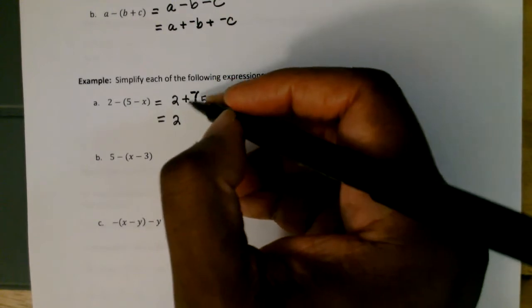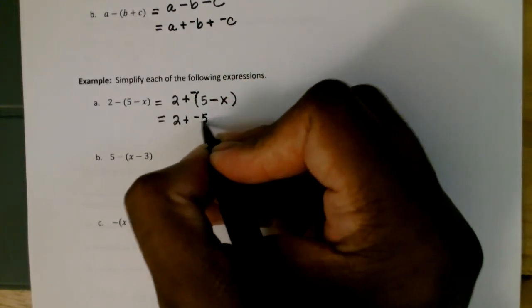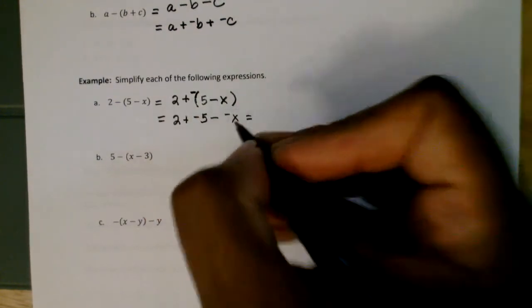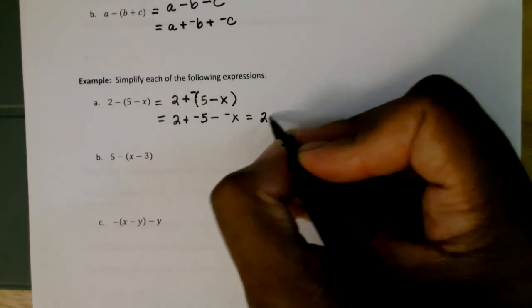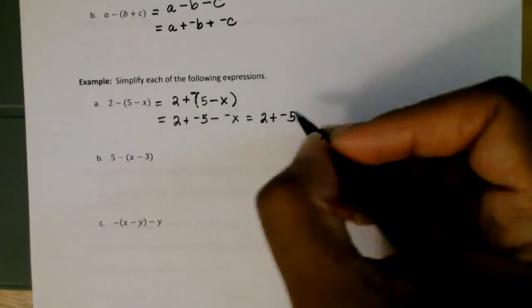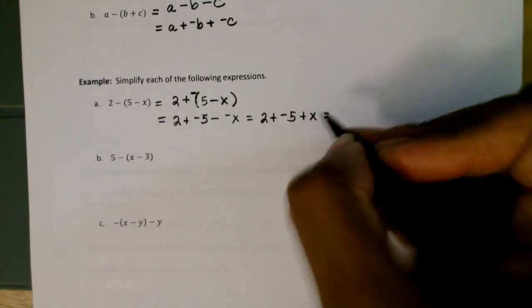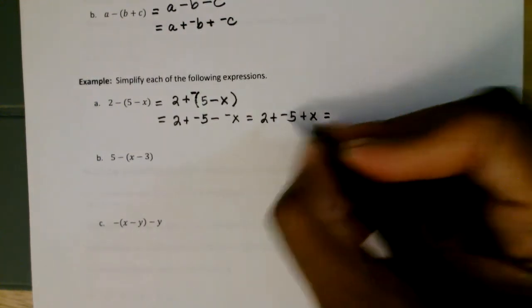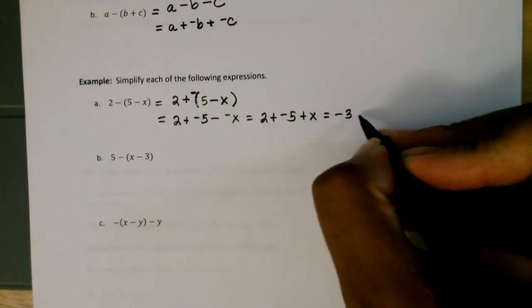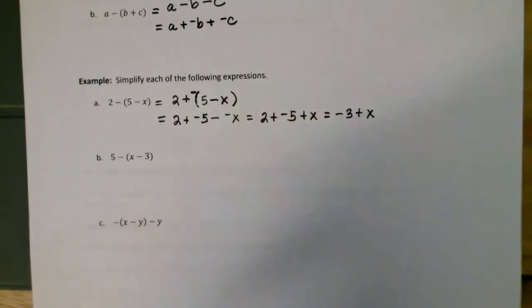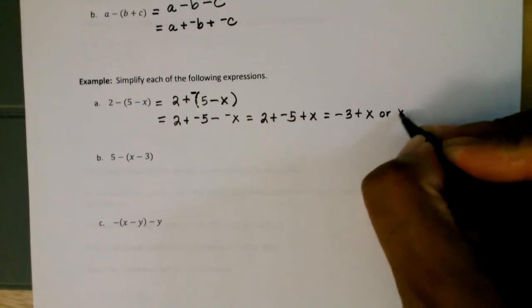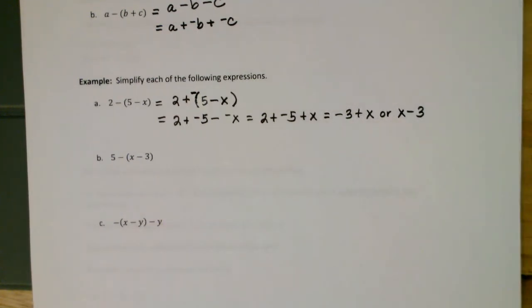And then in this case, the opposite of 5 would be negative 5, minus the opposite of x would be negative x. So I'm going to leave this as 2 plus negative 5, and then the opposite of negative x would be plus x. And then if I add 2 plus negative 5, subtract 2 from 5, that would be 3, but the sign of the larger is negative, so the 3 would be negative. So it'd be negative 3 plus x. Or x minus 3.